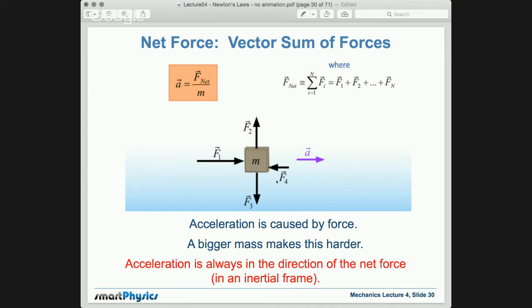And F1 and F4 are in opposite directions, but since F1's larger, the net force will be to the right. So the residual force will be to the right, and that means that the acceleration of this mass will be to the right as well, as indicated. Okay, and so again, just in general, if you have a bigger mass, you need more net force to cause a particular acceleration.